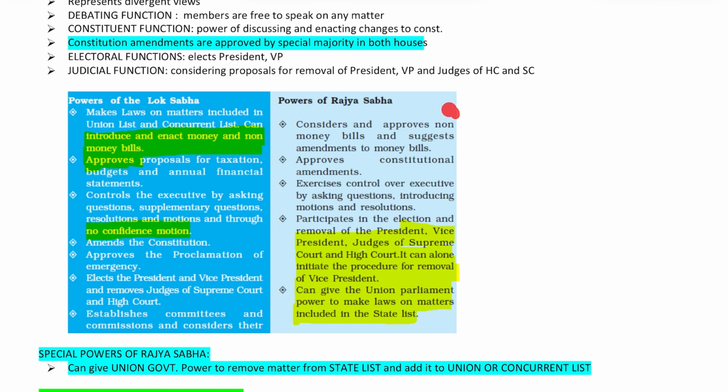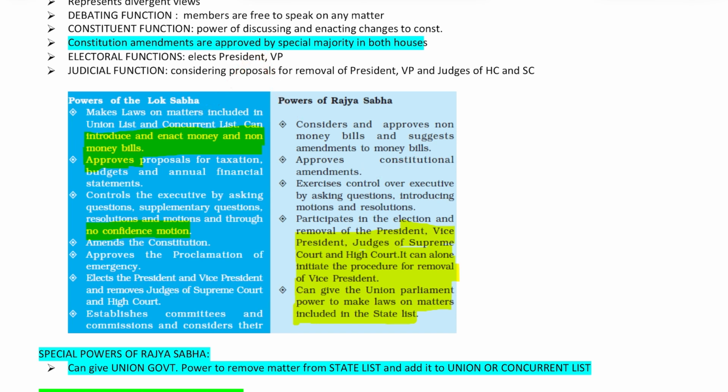It considers and approves non-money bills. So money bills are the forte or the exclusive right of the Lok Sabha. You have to just introduce and vote for it in the Lok Sabha. Rajya Sabha has no authorization for money bills, so it can only consider non-money bills and suggest amendments to money bills. These amendments can either be incorporated or foregone by the Lok Sabha. It also approves constitutional amendments. So in terms of constitutional amendments, both have equal power.